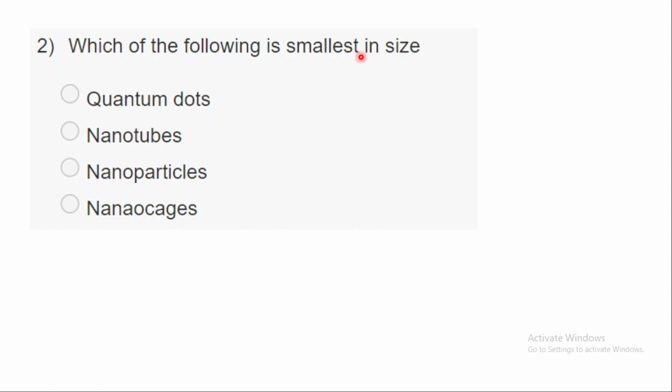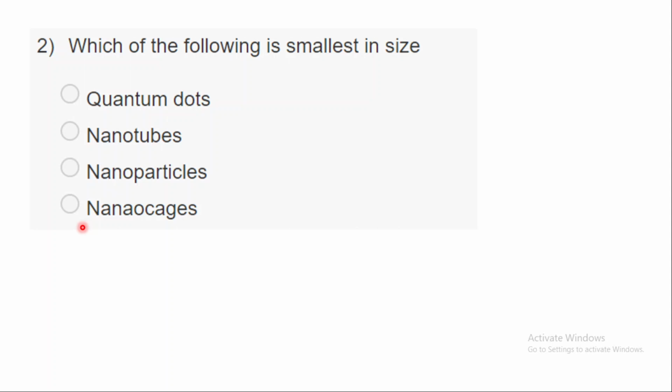Which of the following is smallest in size? The options are quantum dots, nanotubes, nanoparticles, nanocages. Come on, students. I'll wait for answers in the chat box. Please type whatever answer you think is correct.